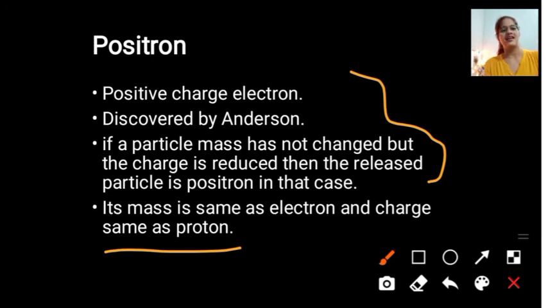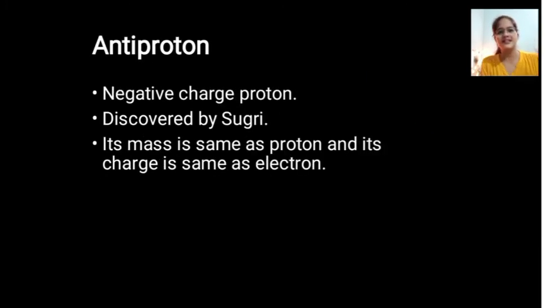Now the next is the antiproton. The antiproton is a negative charge proton. It was discovered by Segre. Its mass is the same as the proton, so it is not negligible or zero, the mass is present and is the same as the proton, but its charge is the same as the electron. So the charge is negative.